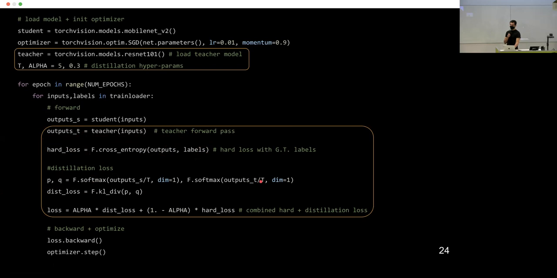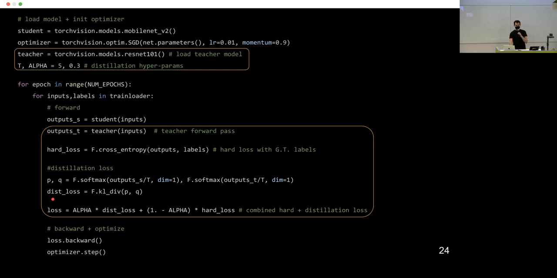And we include this temperature. So we divide by T, which is our softmax temperature here, right? So now we have P and Q, which is the output of the student network with softmax temperature T, and the output of the teacher network with softmax temperature T. We compute our extra loss called distillation loss.